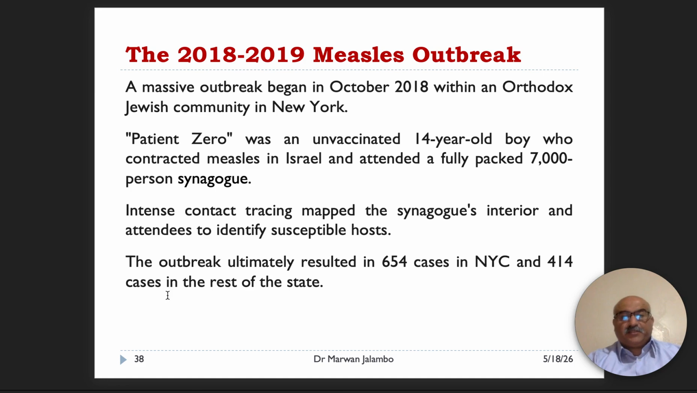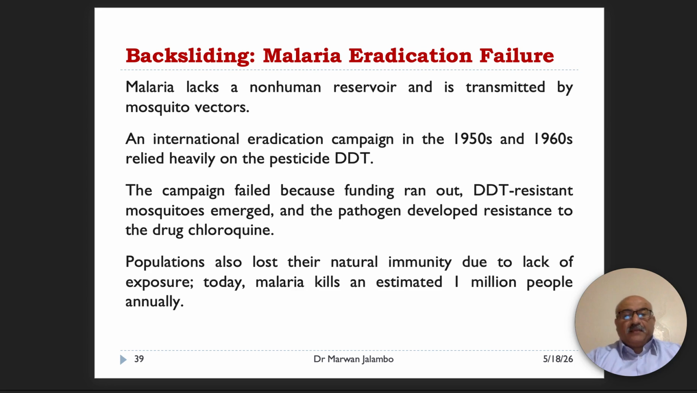Ultimately, the initial exposure led to 654 cases in New York City and 414 cases in other parts of New York state. Now, what happens when an eradication effort fails completely? We look to malaria. Malaria has no non-human reservoir and it is transmitted by a certain species of mosquito.